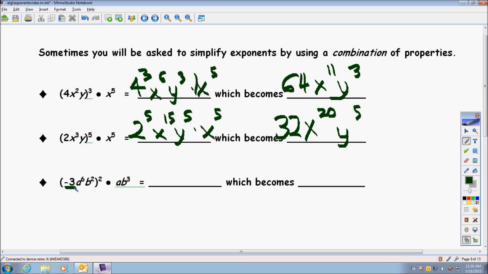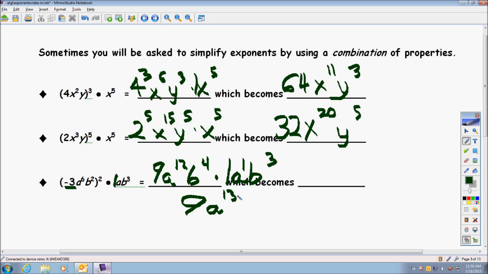Okay, -3 is in parentheses. -3 squared is 9. Okay, I'm just going to write 9. We know that -3 times -3 is 9. A to the 12th. 6 times 2, right? Power to a power. 6 times 2. B to the 4th. All times 1. That's an invisible 1. A b cubed. You get good at these. It's actually kind of fun. 9 times 1 is 9. I know, you're laughing at me. It really is. 12 plus 1 is 13. A 13 and B 7. And there it is.